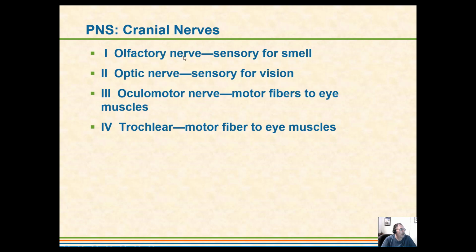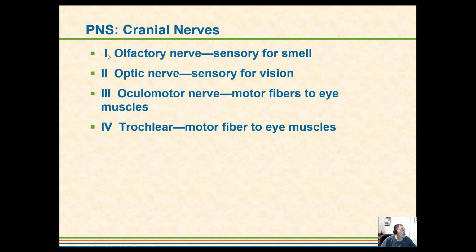So here are the cranial nerves. The olfactory nerve, which is sensory for smell, so it does not have any motor component whatsoever. The optic nerve is sensory for vision. The oculomotor actually moves the eye. It's not sensory for vision. And the trochlear is involved in moving the eye.